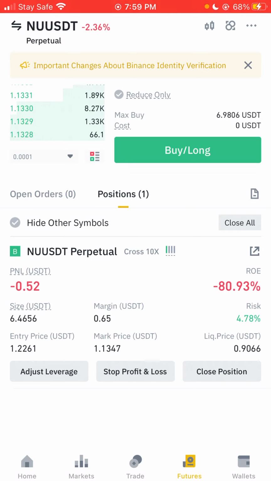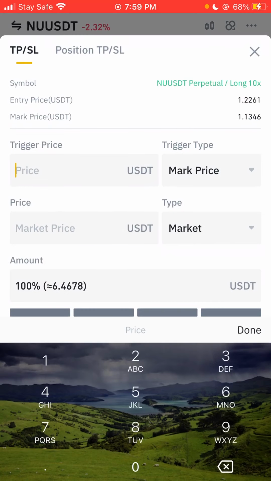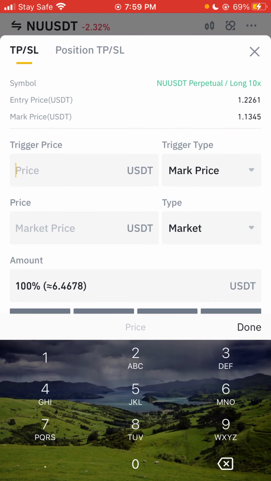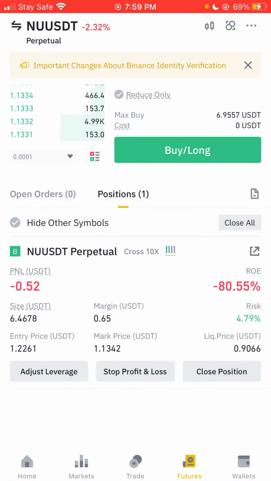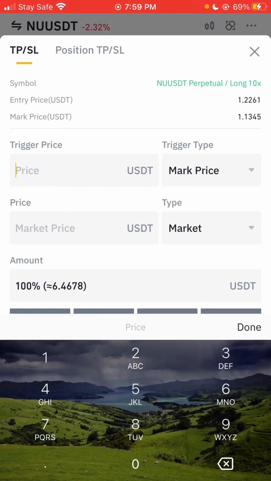So let me explain how to set take profit and stop loss. Remember, I bought at 1.2261, right? I click on stop loss and take profit. There are two options here, but I myself have my favorite way of doing this. As you can see, look up here, you see TP/SL, and the second box says position TP/SL. Can you see that? We have TP/SL, and we have position TP/SL.